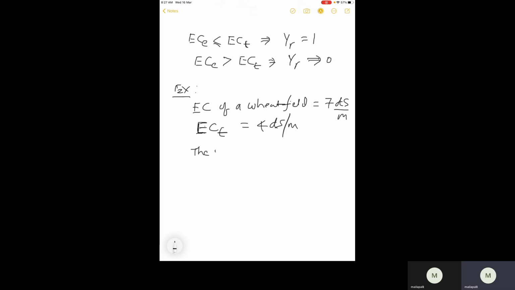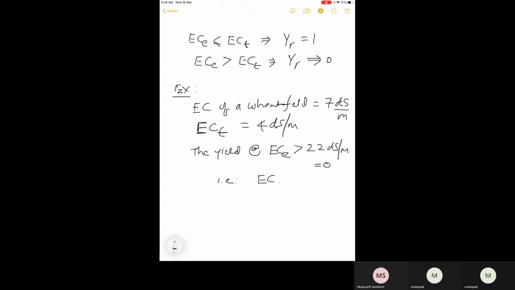the yield at ECE greater than 22 decisiemens per meter will be 0. So that means EC0 will be equal to 22 dS per meter. So that means the last one. So yield is going to be 0. Relative yield is going to be 0.